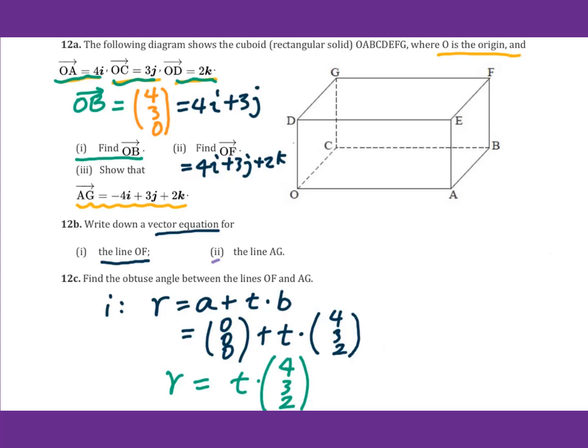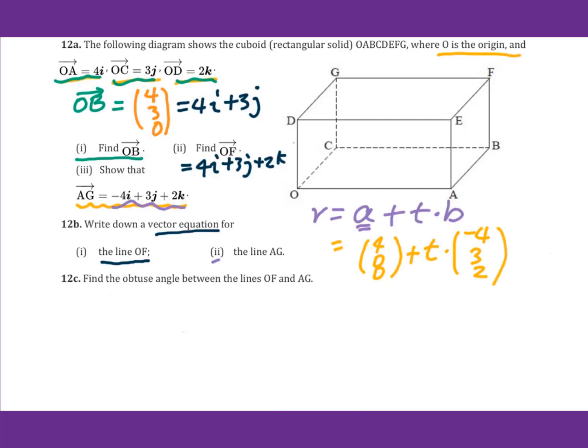Now let's go to the second one, the line AG. For AG, we still need a plus t times b. So the direction vector is given over here. So what will a be? That's the position vector, meaning a point on the line. So we can use A. A will be 4, 0, 0 plus t times the direction vector, that is negative 4, 3, 2.